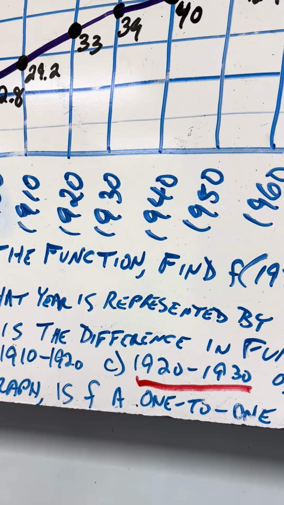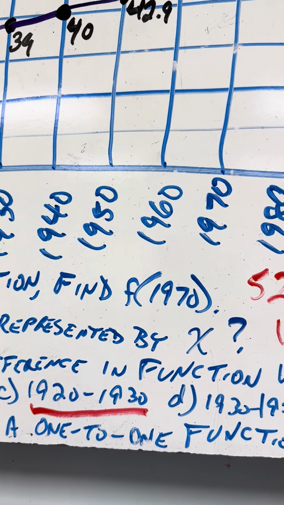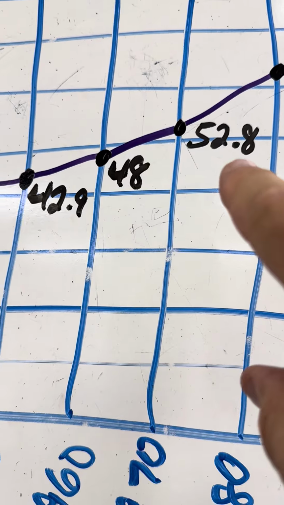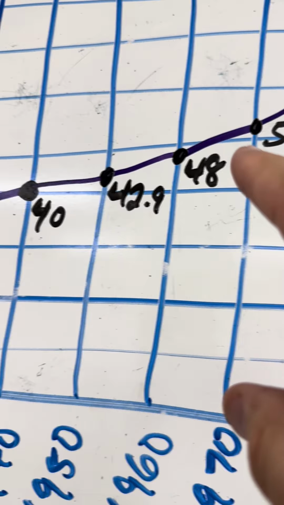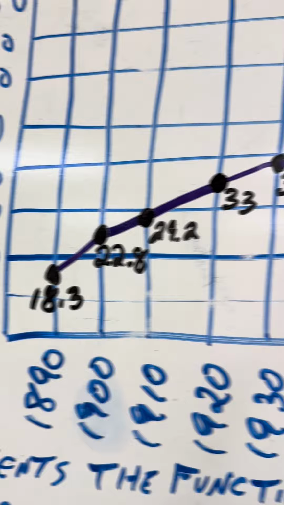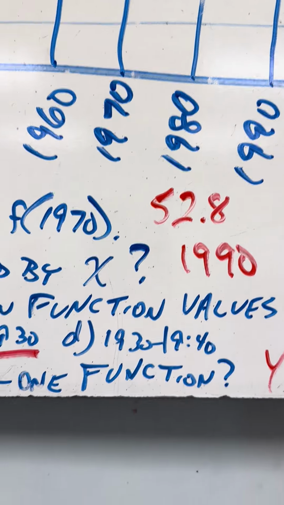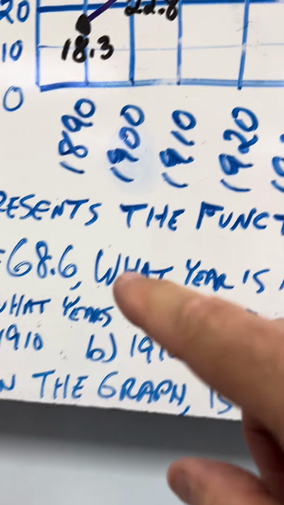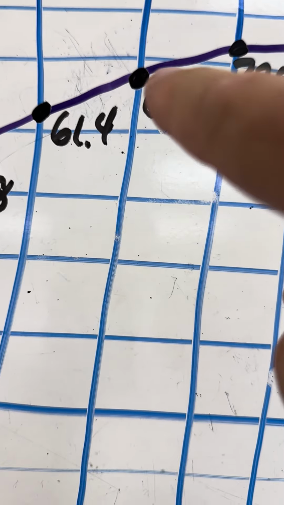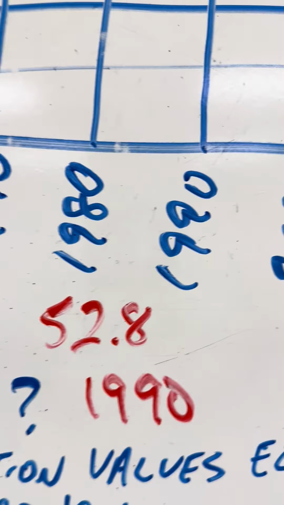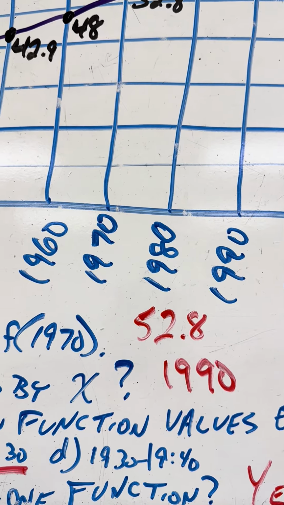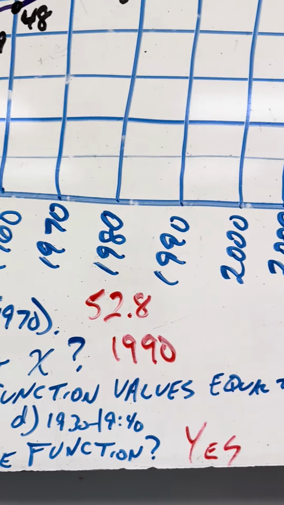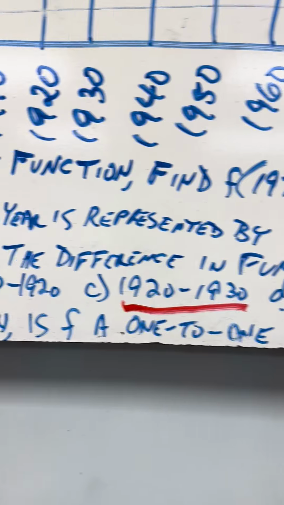If f represents the function, find f of 1970. Okay, 1970. In fact, in this one, they have the number written for you, 52.8. Okay, 52.8. Easy. Okay. If f of x is 68.6. Okay, where's 68.6? Here. What year is that? 1990. Easy. Okay.